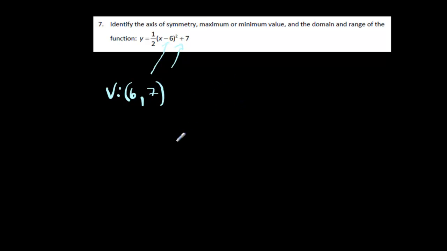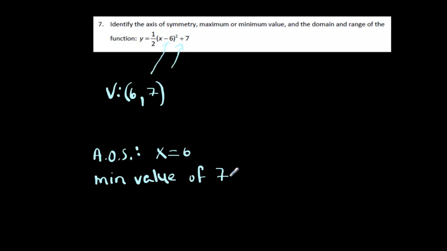So they want us to identify the axis of symmetry. Remember, that's an equation of a line. So x equals the x value of the vertex. So x equals 6. Max or min value. The a is positive, so it opens up. That means it's going to be a min value. And that min value is going to be the y-coordinate of the vertex, so 7.